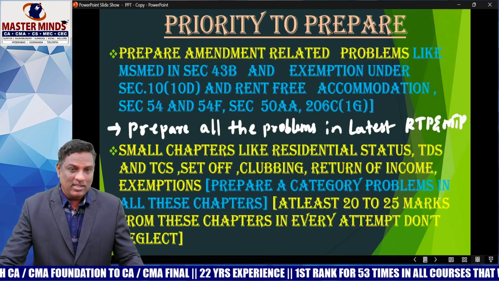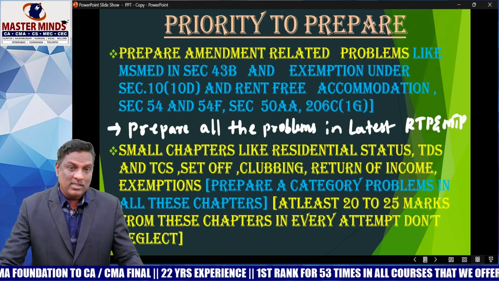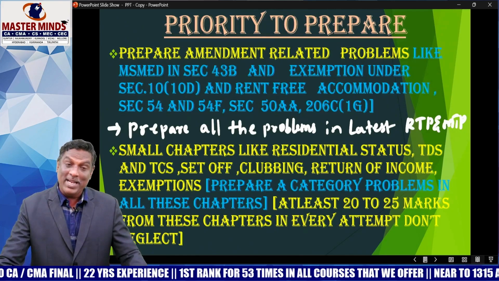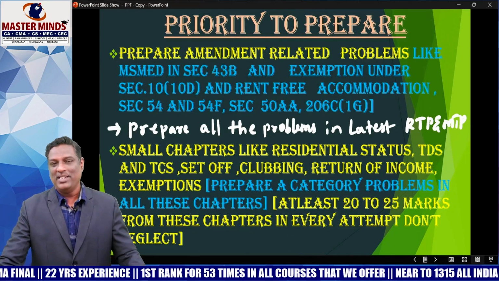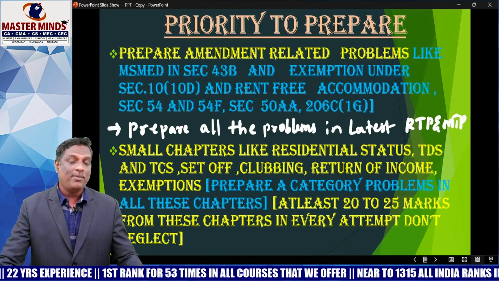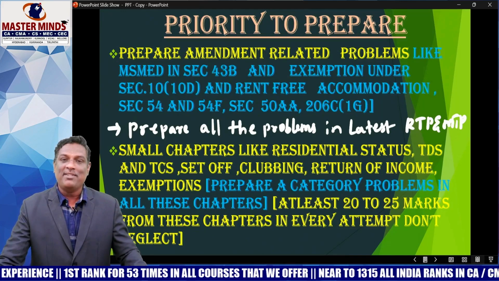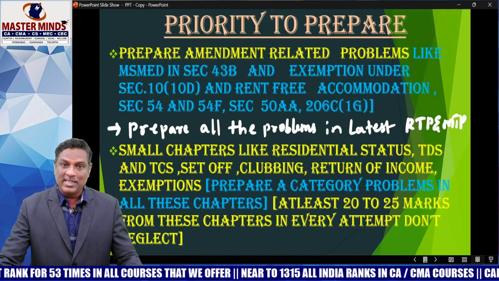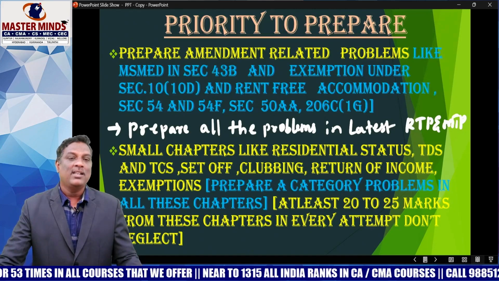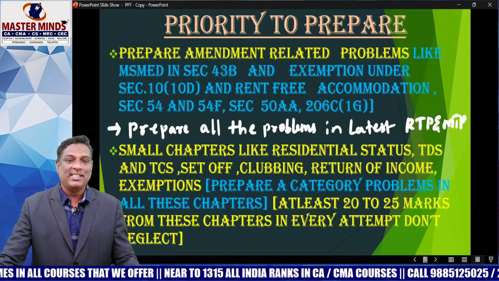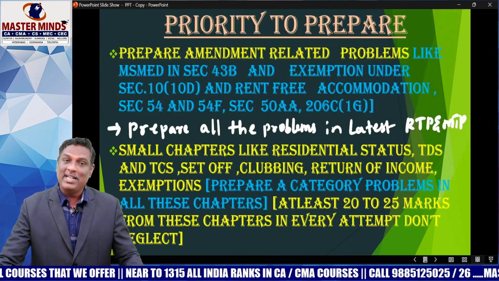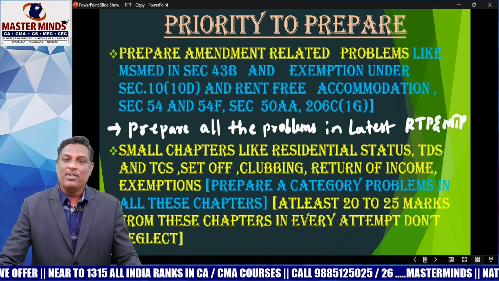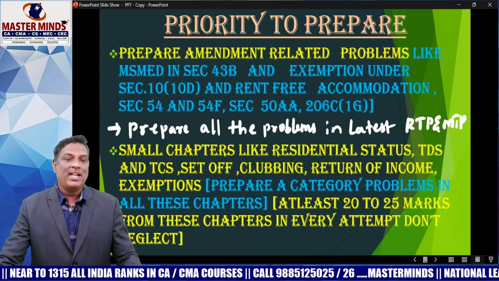Small chapters. My dear students, don't forget. There are some small chapters in income tax which play a very important role in each and every examination. At least 20 to 25 marks come from those chapters in each and every attempt. Don't neglect and don't forget that. So these are the small chapters: residential status, TDS and TCS. Of course, TDS and TCS is a big chapter, but there is a mandatory question from that chapter. So don't avoid it. And set off and carry forward, clubbing, return of income, and exemptions.